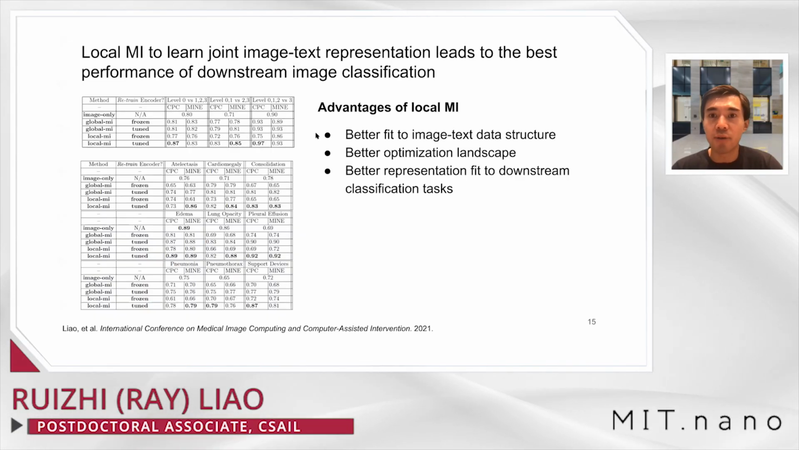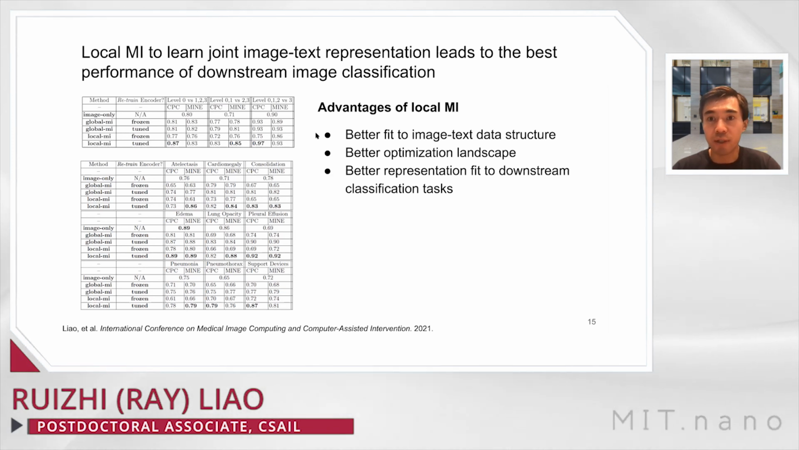Finally, I'd like to emphasize the 3 advantages of optimizing local mutual information. 1 is a better fit to image-text data structure. 2 is a better optimization landscape due to its lower dimension. 3 is better representation fit to downstream classification tasks.